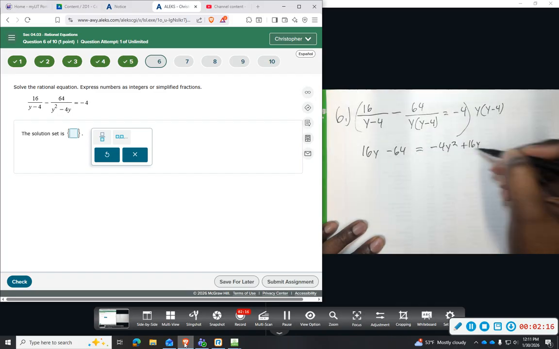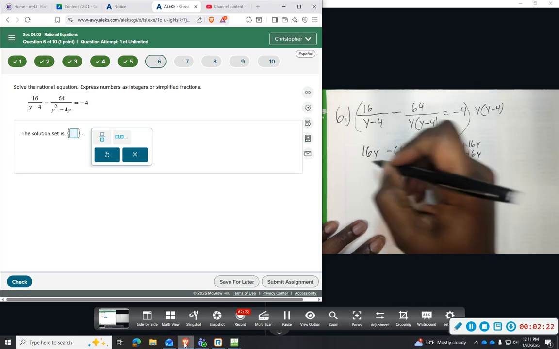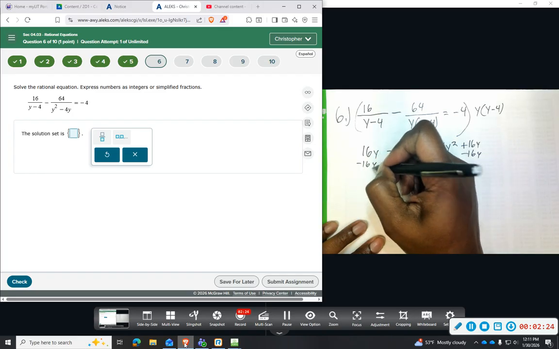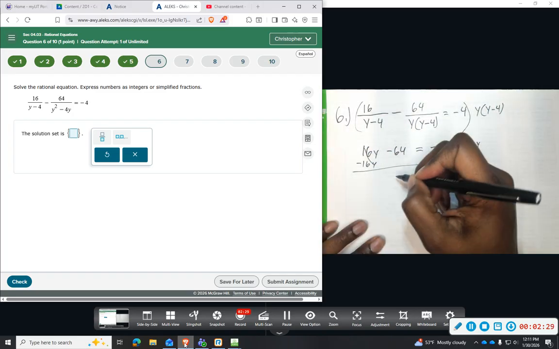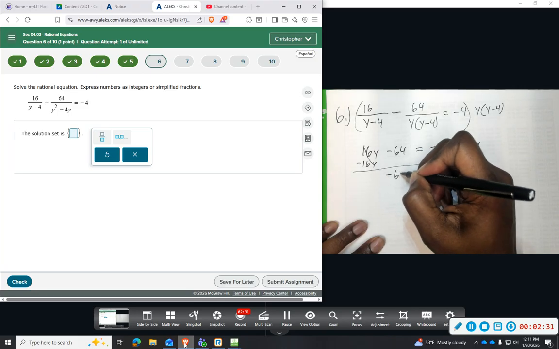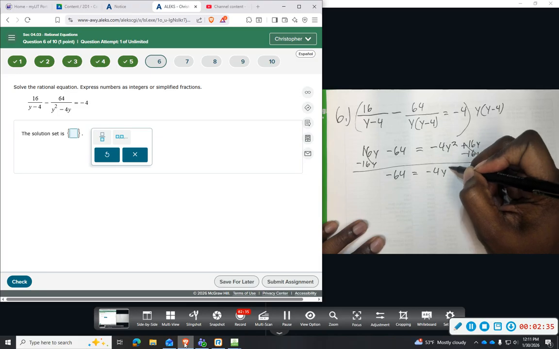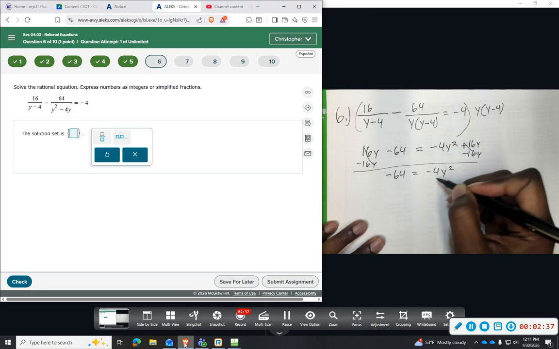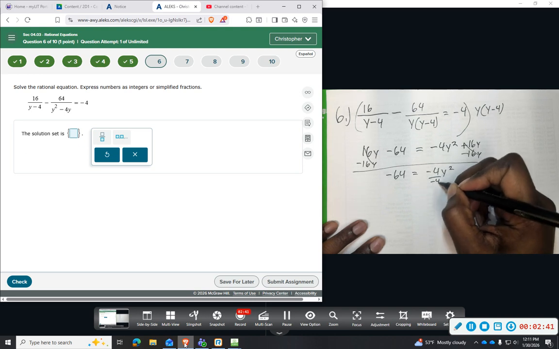Well, actually looking at that now, we can pretty much just solve this by doing the square root. So I'm going to subtract the 16y, looking ahead, and that's going to cancel out the 16y on both sides. Bring down to negative 64 equals negative 4y squared. At this point, we can solve it by the square root method, so we'll divide by negative 4.